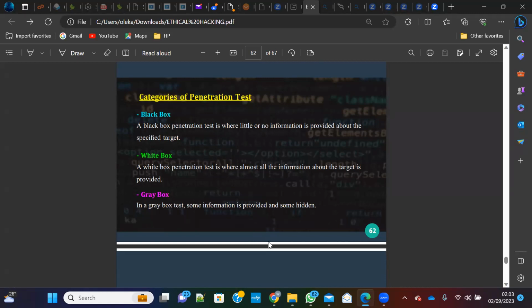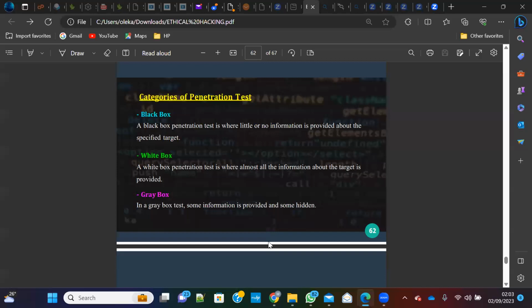White box is usually available when you are working for the organization. For example, if I want to conduct a test, I'm going to go about doing it in a way that it will fit into the white hat concept, a white box concept. All right, so that is it.